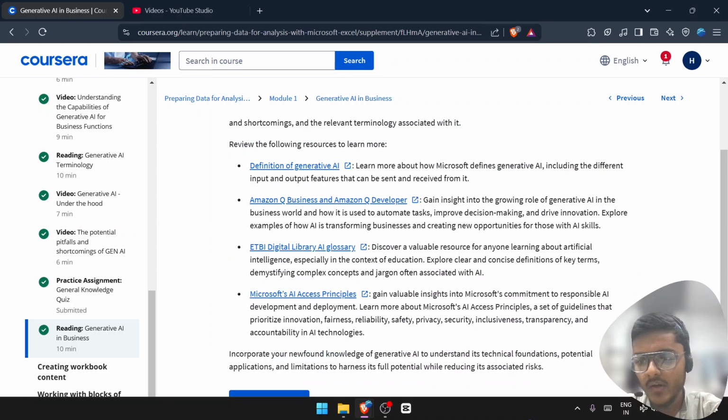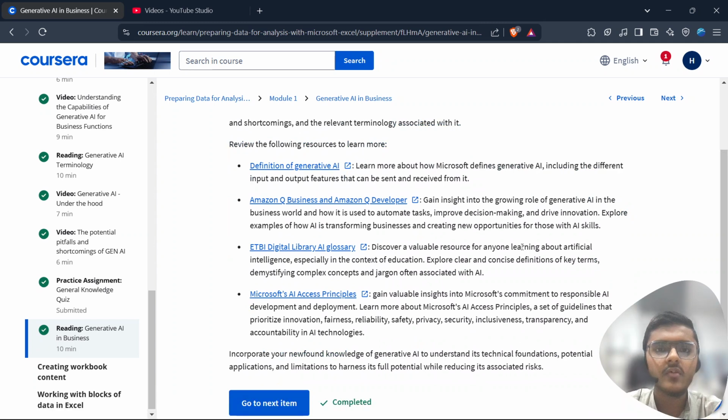From tomorrow, i.e., 21st of March 2025, I'll be starting with this: creating workbook content, the first step towards Excel. Like how do we use Excel? What is the first step to get into Excel, right?